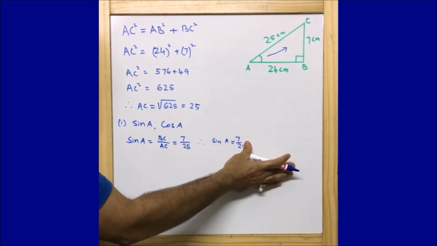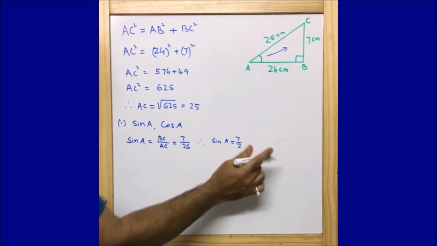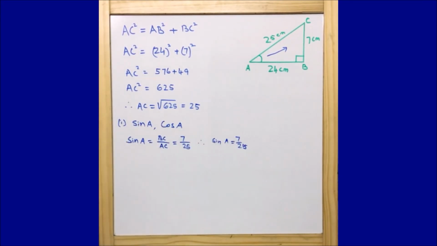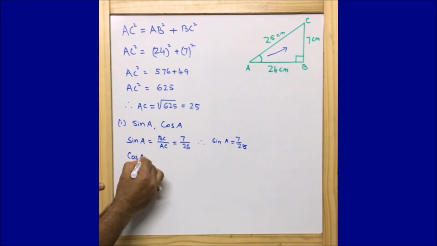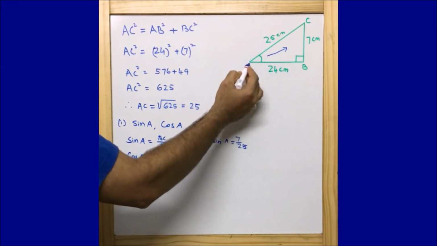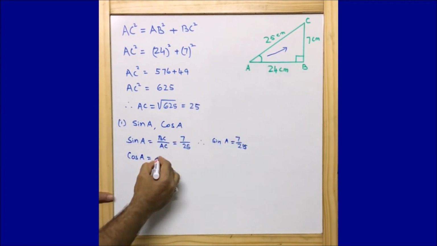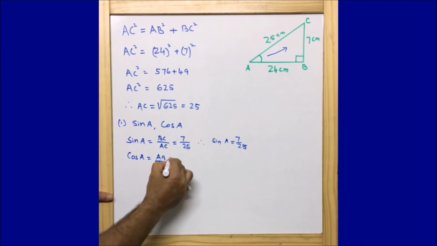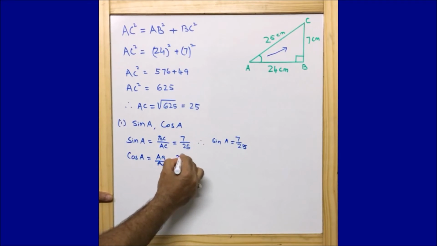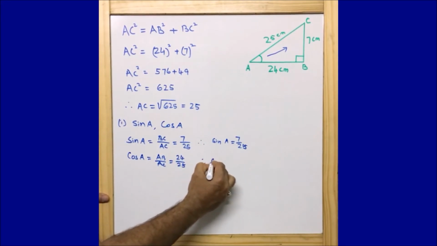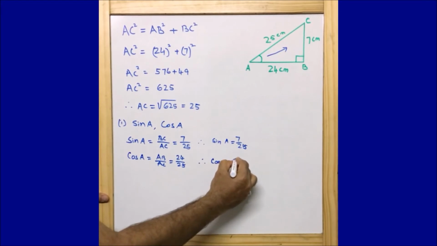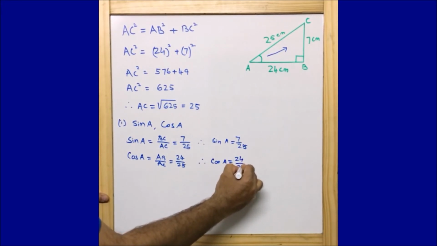This is one part. So we are able to find the value of sin A as 7 by 25. Now similarly, cos A is equal to the adjacent side to angle A, that is AB, by hypotenuse, which is AC. So that is equal to AB, 24, by 25. So we are able to find the value of cos A as 24 by 25.